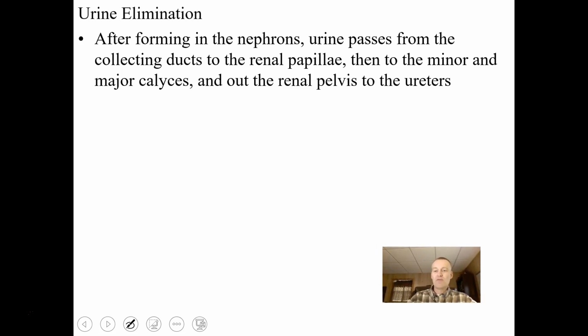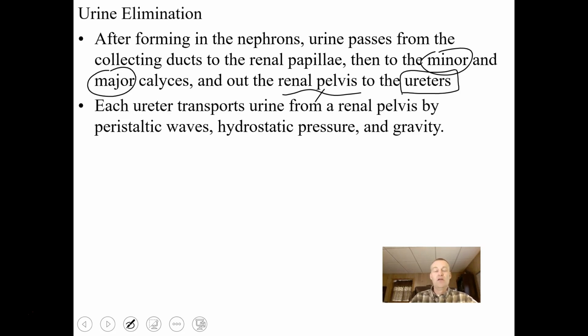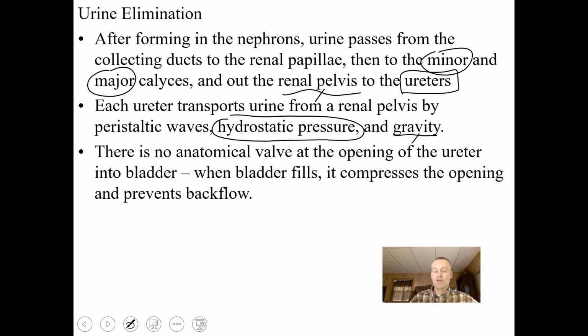Okay, so after the urine forms in the nephrons, urine passes from the collecting ducts to the renal papillae. They then go to a minor calyx and then a major calyx, and then into the renal pelvis. There they head towards the ureters, which are tubes that carry urine out of the kidney. Each ureter transports urine from the renal pelvis by rhythmic waves of motion called peristaltic waves. There's also some pressure there, hydrostatic pressure, and gravity pulls it down as well.